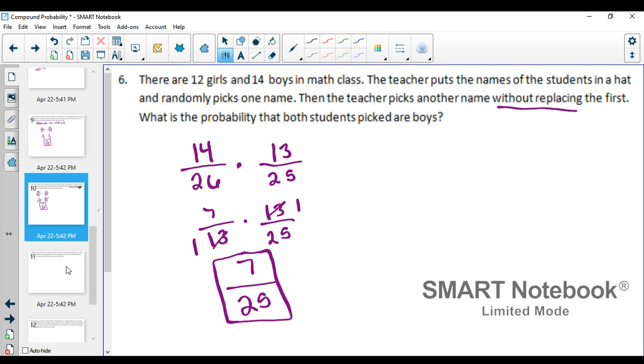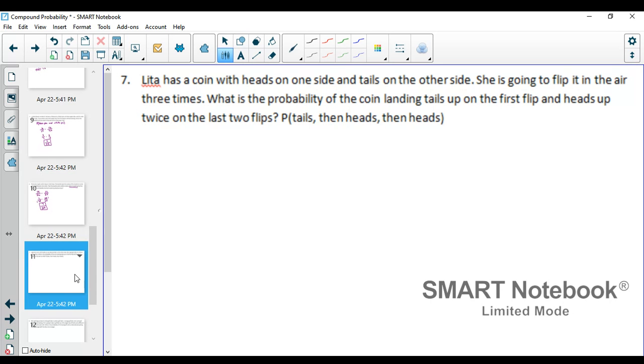And then our next example. So Lita has a coin with heads on one side and tails on the other, and she's going to flip it in the air 3 times. What is the probability of the coin landing on tails up on the first flip and heads up twice on the last 2 flips? So we're trying to find the probability of tails, then heads again. The probability of the first and the second events do not affect any of the others because you're flipping the same coin over and over again.